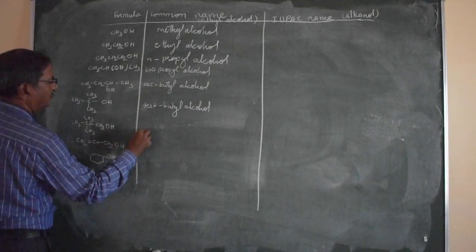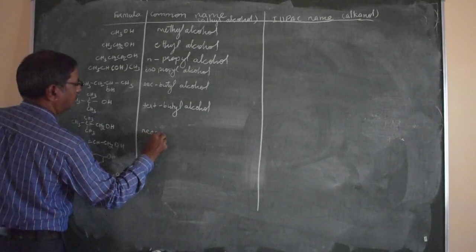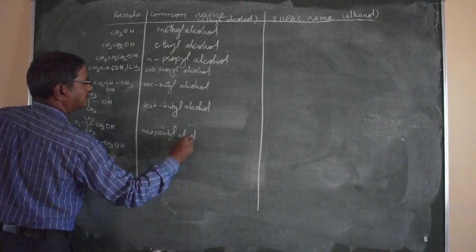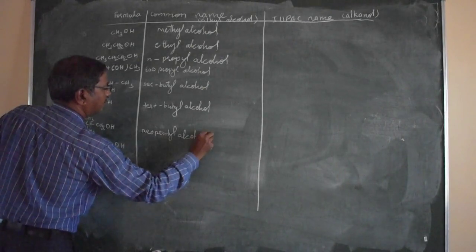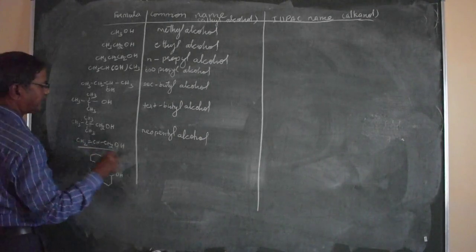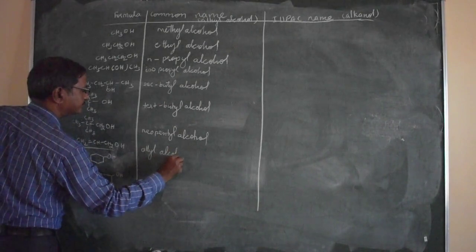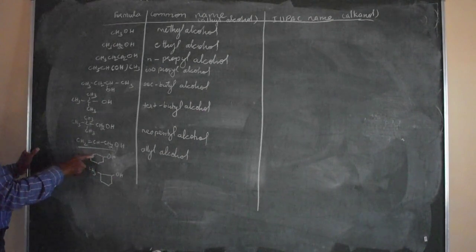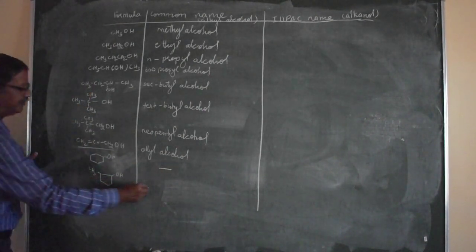This group is neo. Neo, total number of carbon atoms is 5. So it's neopentyl alcohol. And we know this is called allylic, so it is called allyl alcohol. This one is cyclohexanol. We don't have a common name for this one. For this one also we don't have a common name.